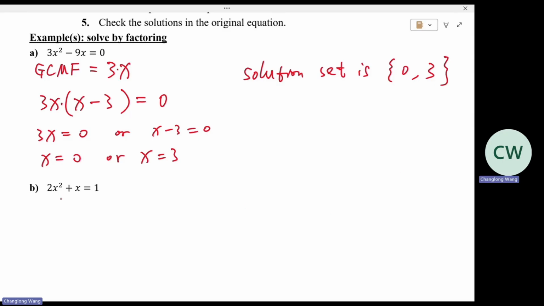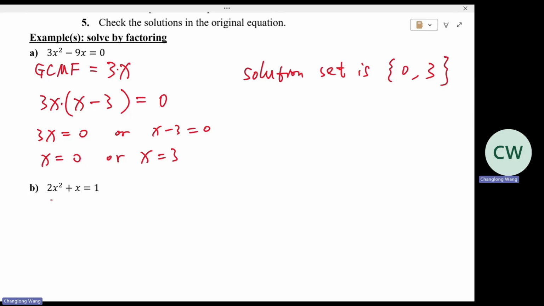Anyway, the first thing you have to do before you ever try to factor an equation is to make sure that it's written in standard form. By standard form, I want everything to be on the same side.